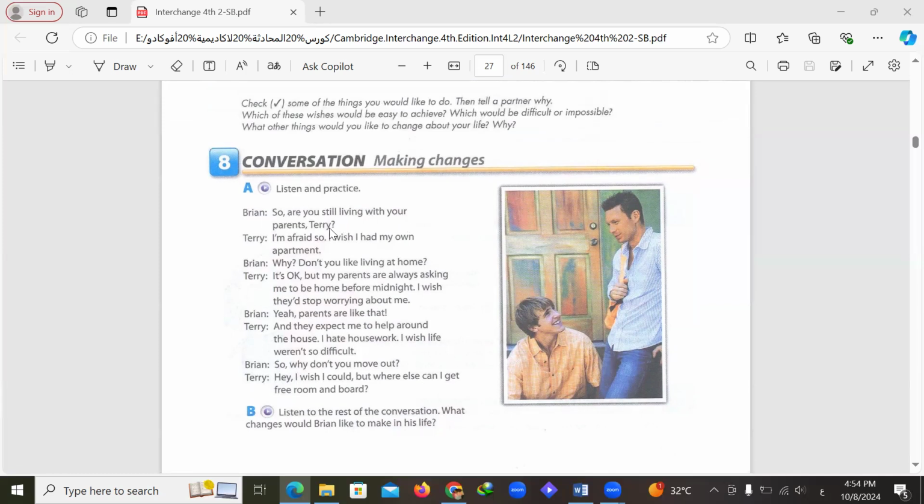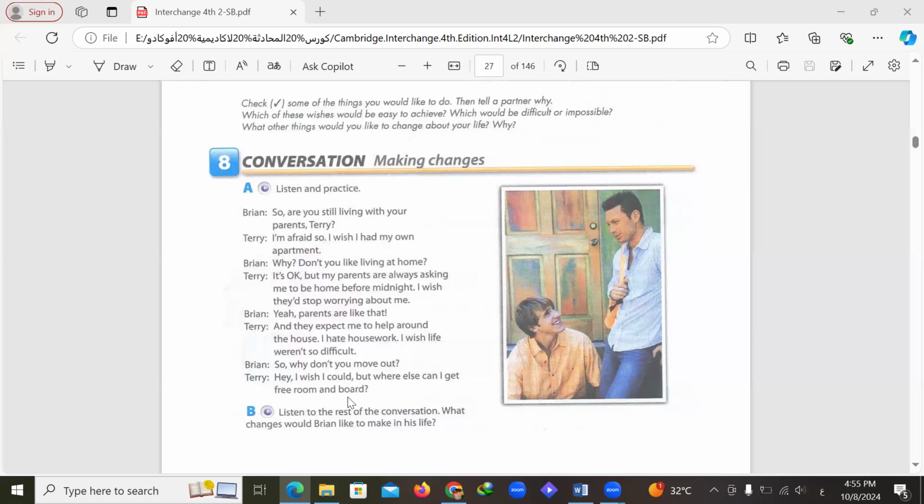So, are you still living with your parents, Terry? I'm afraid so. I wish I had my own apartment. If you notice this expression, I wish I had, it means something you wish, but it's very difficult. Why? Don't you like living at home? It's okay, but my parents are always asking me to be home before midnight. I wish they'd stop worrying about me. Yeah, parents are like that. And they expect me to help around the house. I hate housework. This is the this is the main reason. I wish life weren't so difficult. So why don't you move out? Hey, I wish I could, but where else can I get free room and board?